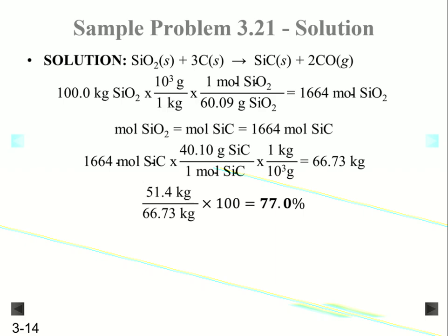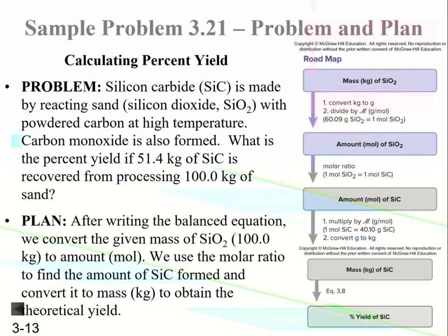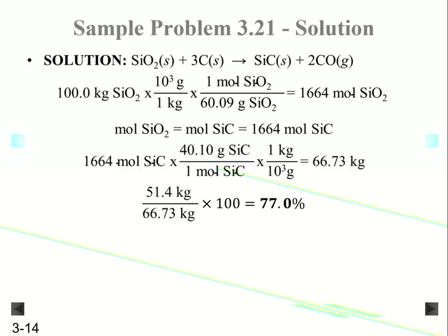That's the theoretical amount. So if we go back to our problem, we know that 51.4 kilograms of silicon carbide was recovered. So now 51.4 divided by 66.73 times 100 gives us our percent yield, which is 77%. It's shown here with 3 significant figures, which is correct based on all the information that we have.